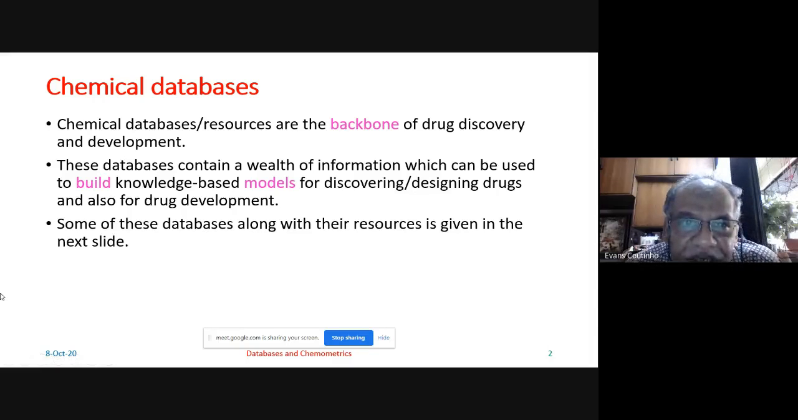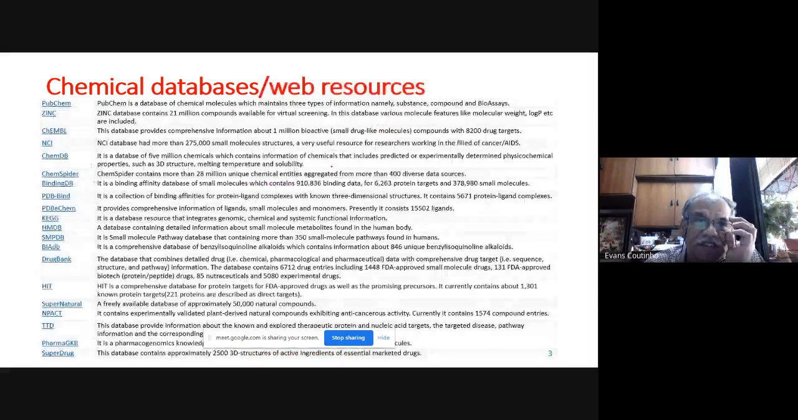Chemical databases are basically the backbone of drug discovery and development. These databases have a wealth of information, a wealth of knowledge, and we can cull out useful information to discover and design new drugs and also for drug development. So how do we extract that useful information from these databases in order to design and discover new drugs and also for drug development? My next slide lists some of these databases.